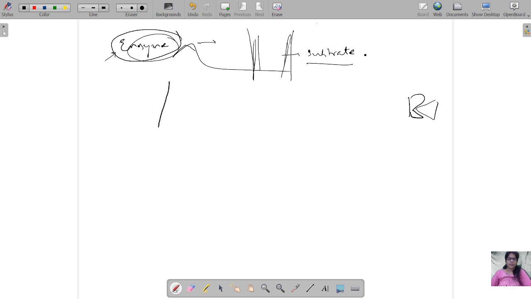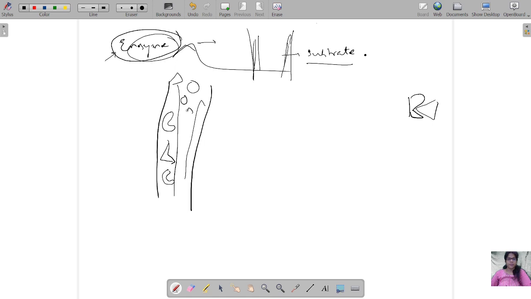So what happens when, for example, imagine this is the column that I'm talking about, and you have coated it with all types of substrates like this. You have got samples, but which particular sample would bind to your substrate?